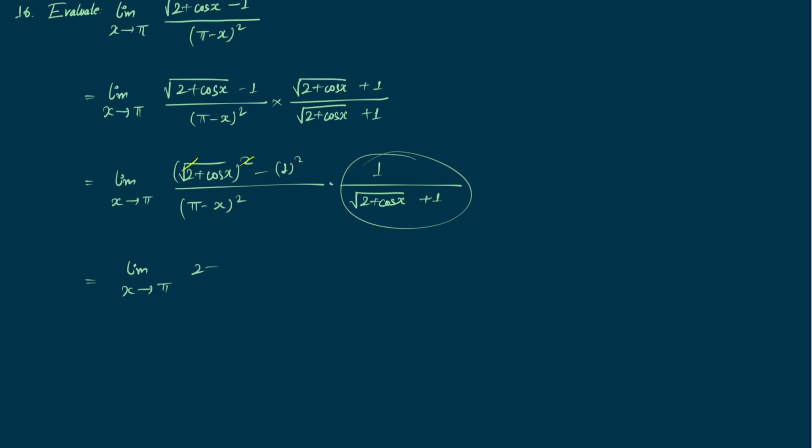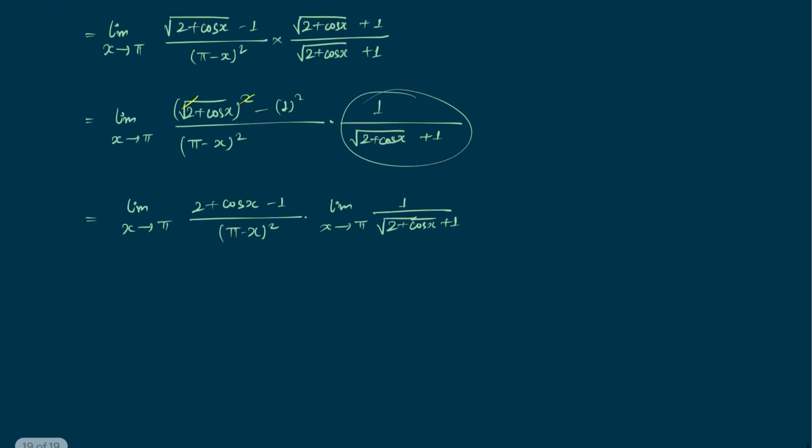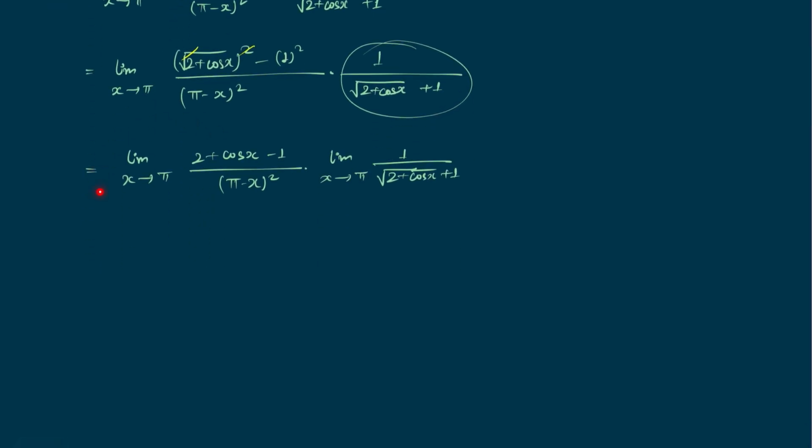so it will be (2 + cos x − 1)/(π − x)². And let me write this limit separately: limit x tends to π of 1/(√(2 + cos x) + 1). Now for this particular portion, let me replace π − x with another variable. So let us put π − x = y. As x tends to π, y will tend to 0, because if you put the value of x as π, it will be π − π, which is 0. So y tends to 0.